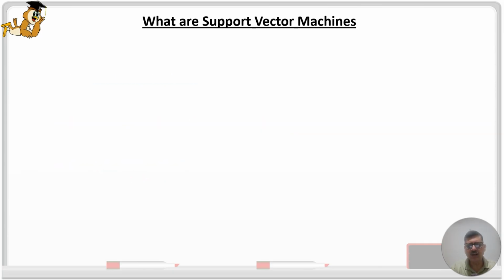So what are support vector machines? A support vector machine is a technique for binary linear classification. We have been doing binary linear classification for a while now, and SVMs are yet one more technique for binary linear classification.